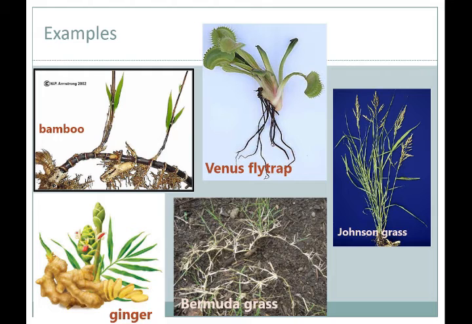For example, bamboo is a rhizome, so it is not really easy to kill bamboo. If you hack the bamboo that you can see above the ground, they are not actually the plants. The plant is actually underground, so usually they will just regrow. Venus flytrap is also a rhizome. Johnson grass and Bermuda grass are also rhizomes. You can see them a lot in your school field or in any field that is left alone, any secondary forest. Usually Bermuda grass and Johnson grass will always be there, and they are very hard to get rid of.